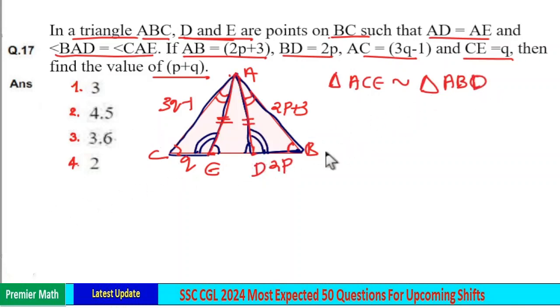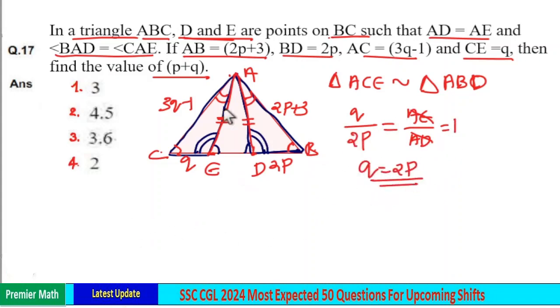Now take the corresponding side ratio. That is, here if I take these two angles, opposite to this angle is equal to Q, and in this triangle opposite to this angle is equal to 2P, which is in the same ratio of here opposite to angle C and opposite to angle B. Here angle B and angle C are same, so opposite to angle C is equal to AE and opposite to angle B is equal to AD. Now AE by AD is equal to 1, which means Q is equal to 2P.